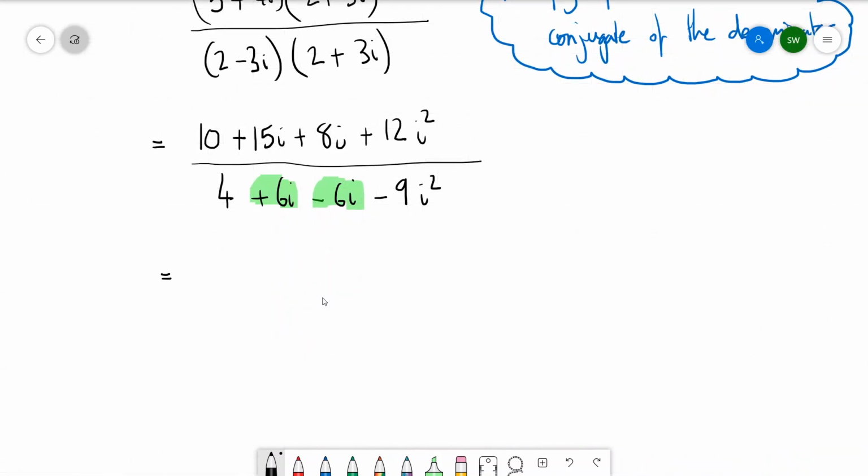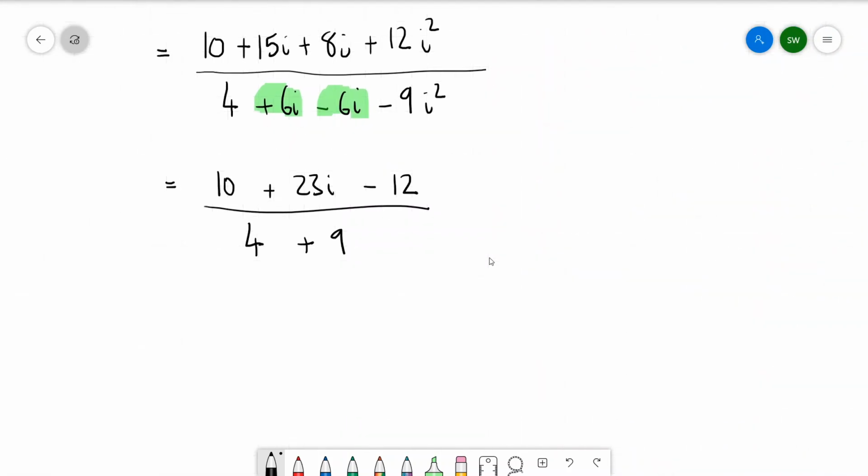So let's simplify the numerator. We're going to have 10. Collect together these terms. 15i plus 8i is 23i. And i squared is minus 1, so we've got minus 12. 12 times minus 1 is minus 12. And on the denominator, we've got 4. These two green terms cancel each other out. Minus 9 times minus 1 is plus 9. So we're going to have 10 minus 12, collect together the real terms, is minus 2 plus 23i. And on the denominator, we're going to have 4 plus 9, which is 13.